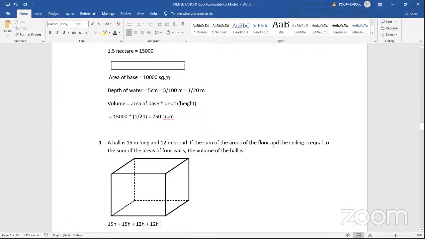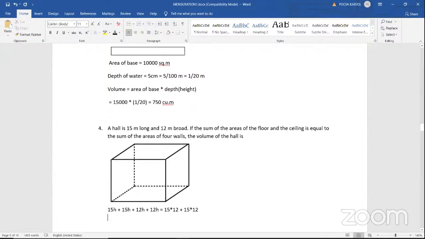They say the sum of the areas of the floor and ceiling is equal to the sum of the four walls. The area of the floor is 15 into 12, and the area of the ceiling will be equal, 15 into 12. So this will be 30h plus 24h equals 15 into 12, which is 180, plus 180, equal to 360.